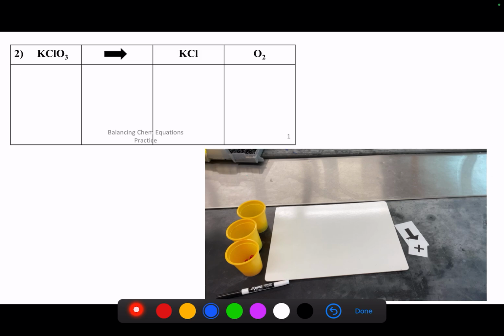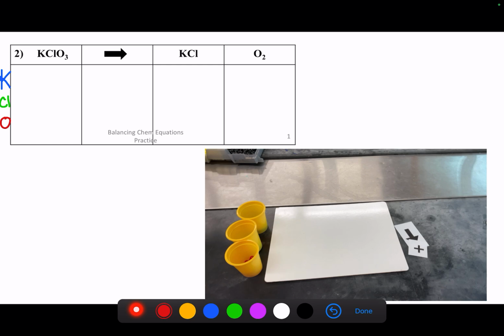So the first thing you need to do when you start a problem is choose what color is going to represent what element. Off to the side, you're going to write that. So I'm going to put K in blue, Cl in green, and O in red, because those are the different colors I'm going to use to represent them.